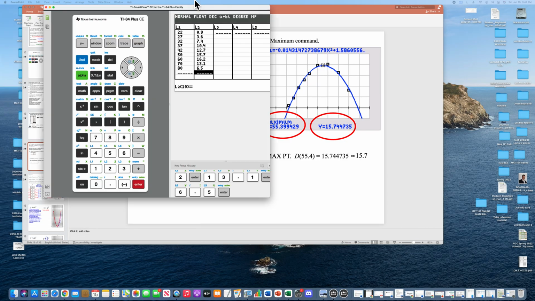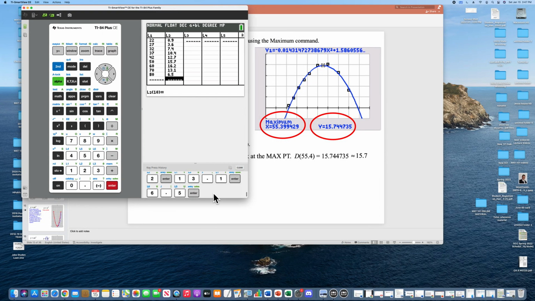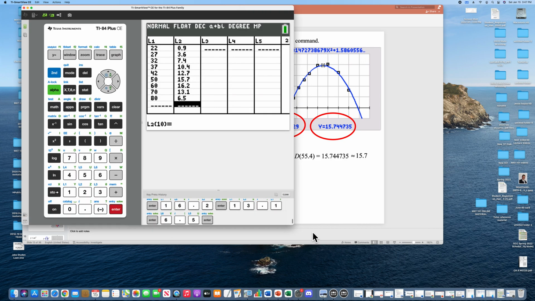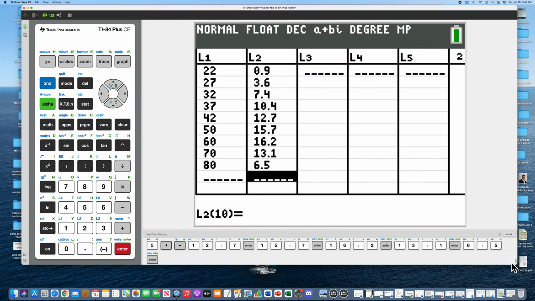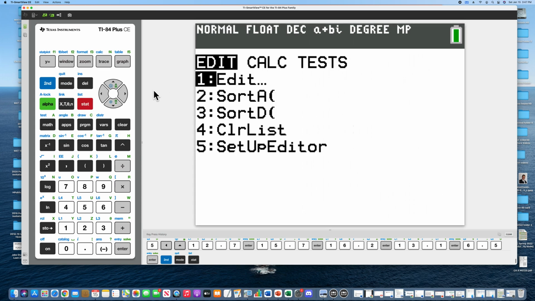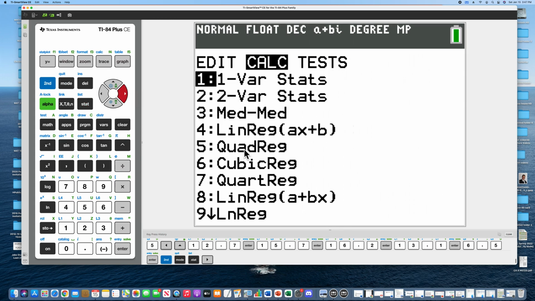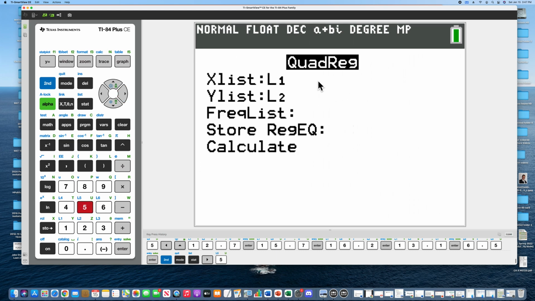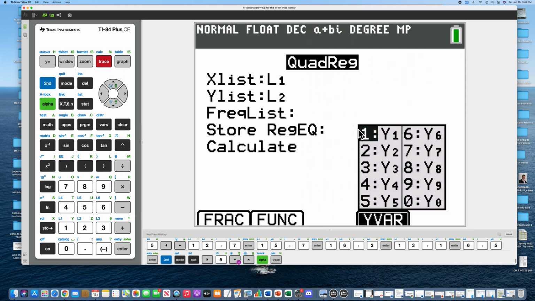Bring my calculator back in. I already have the data entered. So once the data is entered, remember we go back to the home screen. We hit stat, calculate. There was number 5, the quadratic regression. Again, to get your Y1 into the store regression, alpha trace, Y1.